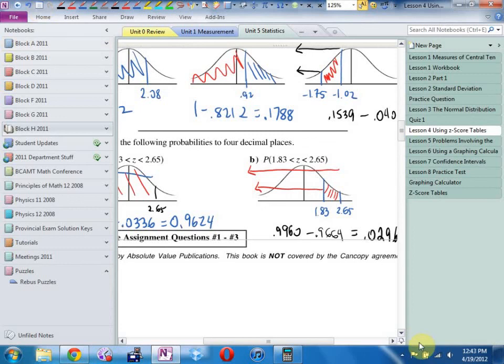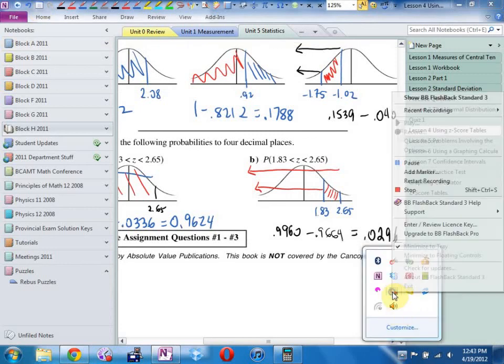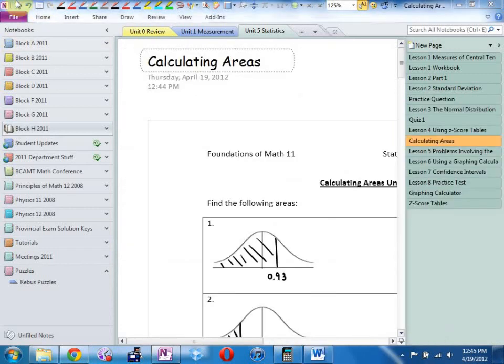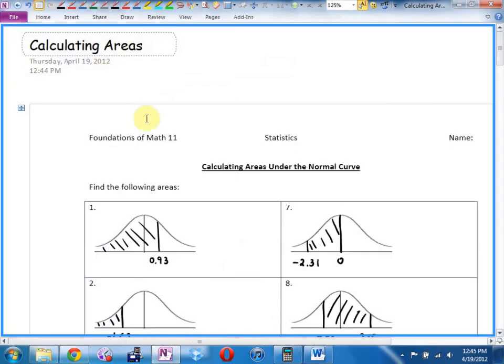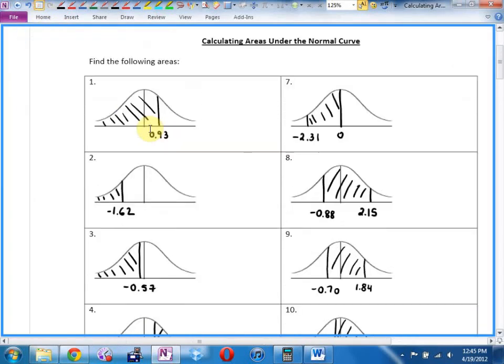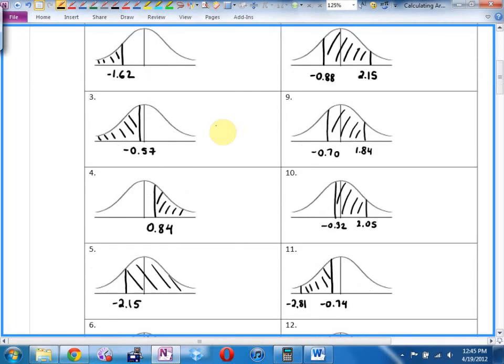What's your homework? Take a look at this practice sheet and see if you can find the following areas, keeping in mind that if you're finding an area to the right, what's the total area underneath the curve? 1. I'm not going to tell you that on a test. I figure it's fair game to ask you to remember the number 1.